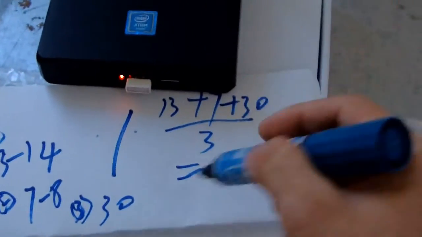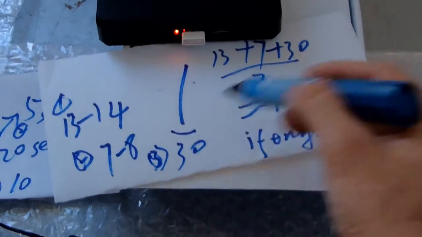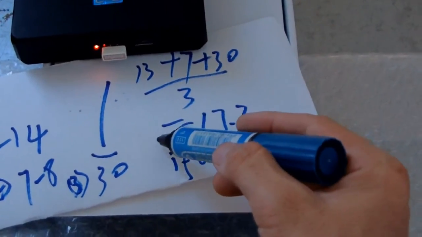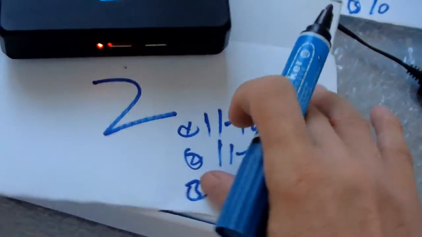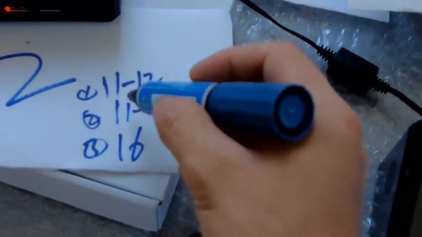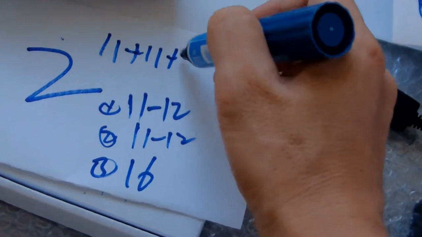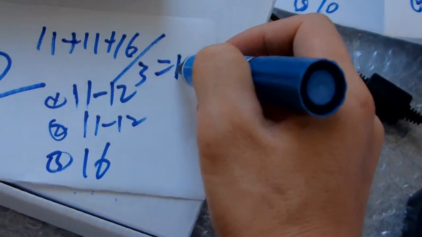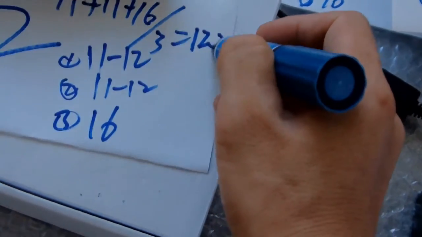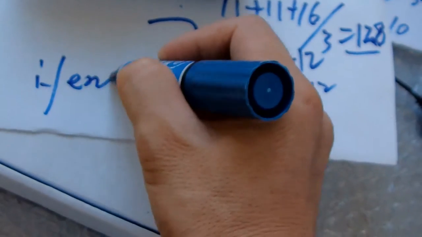About 17.3 seconds to open the same website, even.com, China's biggest media website. This is the first generation. We open the website. Average time for even.com is 17.3. Now we check the second generation with the white antenna: 11 plus 11 plus 16, about 12.8 seconds. Same, open even.com, China's biggest website.